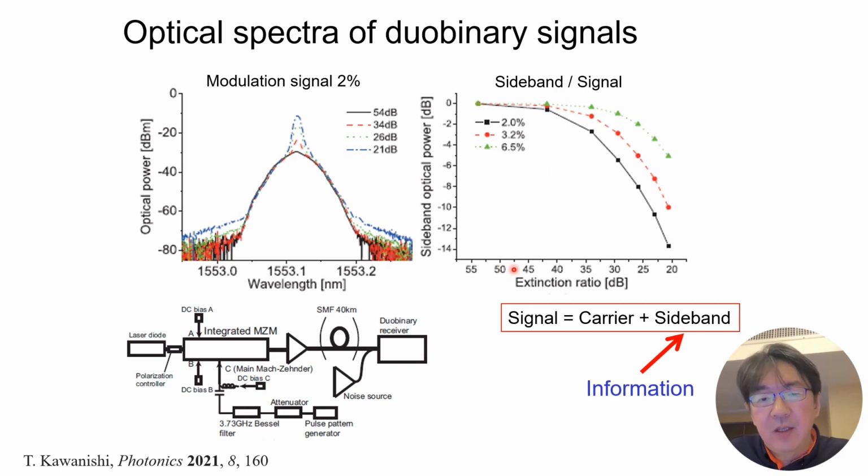Here is the relationship between the extinction ratio and the sideband optical power. Sideband optical power carries the information. If the modulation depth is very small, we would have a large impact from the extinction ratio. But if the extinction ratio is higher than 40, even if the modulation signal is very small, we can have enough sideband power.